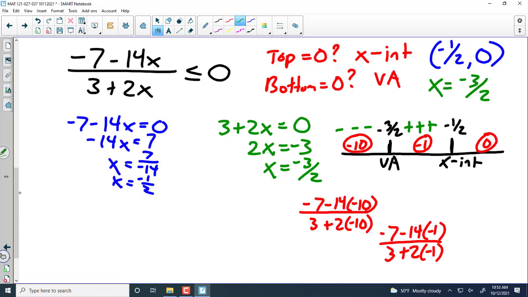And the reason I like to pick 0 is because now I'm just going to have negative 7 over 3, which is clearly negative. And I got my number line. I don't want to draw this whole graph. It sounds like a pain in the neck to draw it, with a vertical asymptote, negative 3/2, and x-intercept, negative 1/2, that sounds annoying. I don't need to draw the whole graph, though, because I know where the graph is above and below the x-axis. Below, above, below. This has an equal to on it.